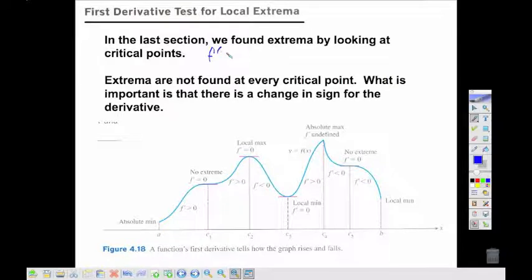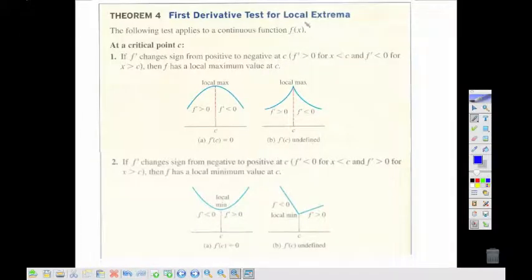Remember, this is where f prime is either equal to 0 or does not exist. But we noticed that extrema are not always found at a critical point, because sometimes if we're increasing and then increasing again, we don't have a maximum or a minimum there. Or here we're decreasing and then decreasing, so again we don't have a maximum. But if we are increasing and then decreasing, so basically we have a change in sign from positive to negative of our derivative, we know that we have a maximum. So if we want to find local extrema, our first derivative test is basically looking for a sign change.